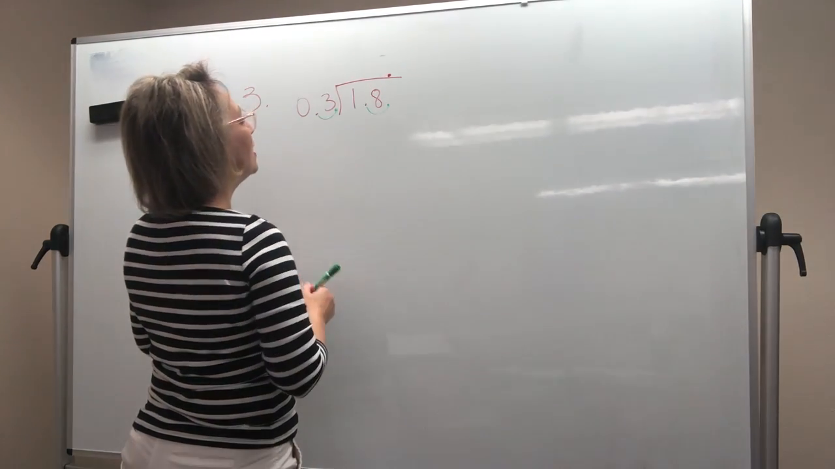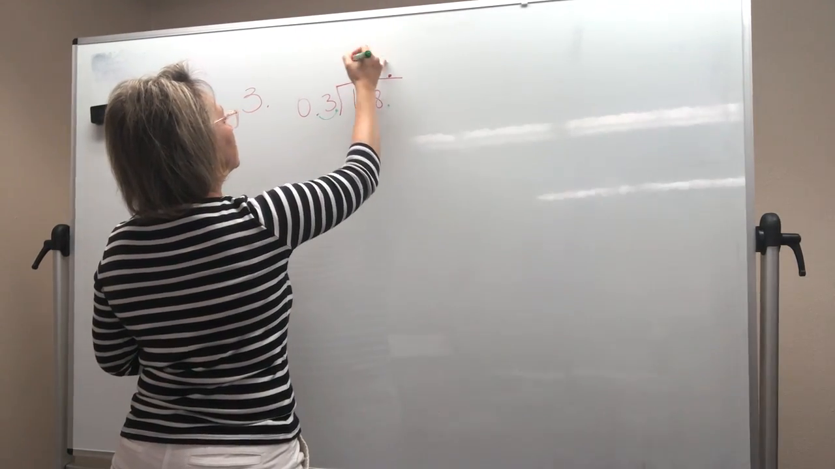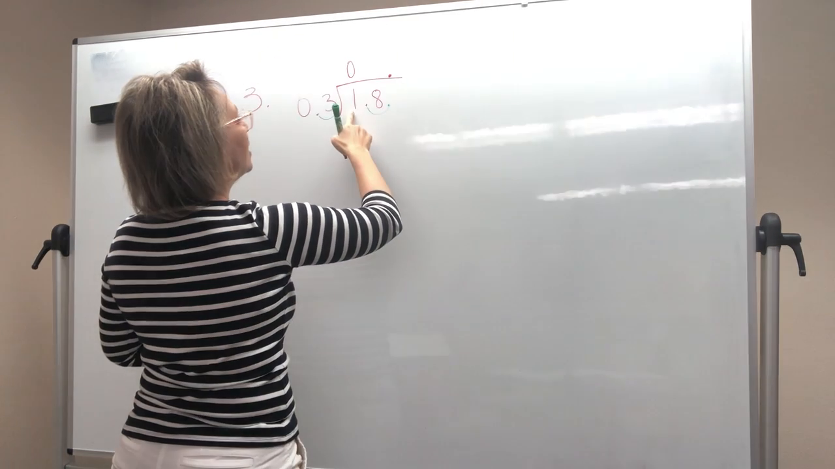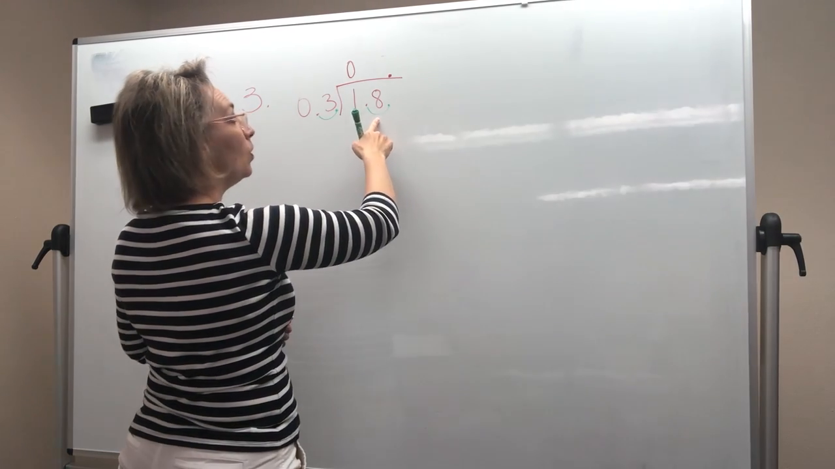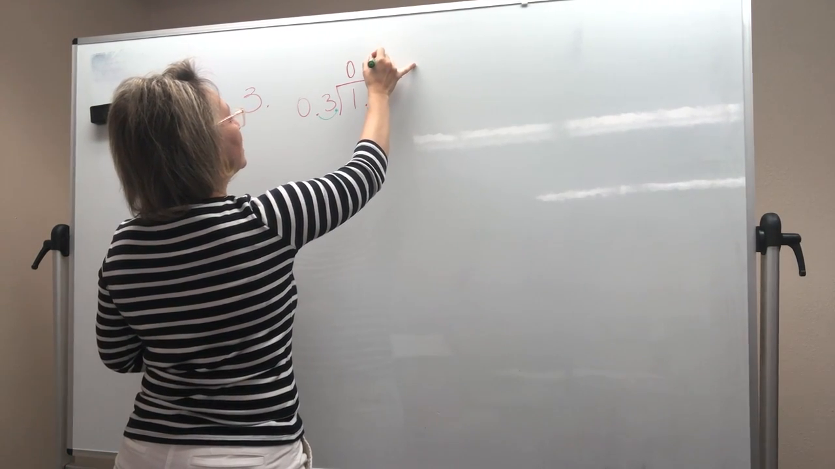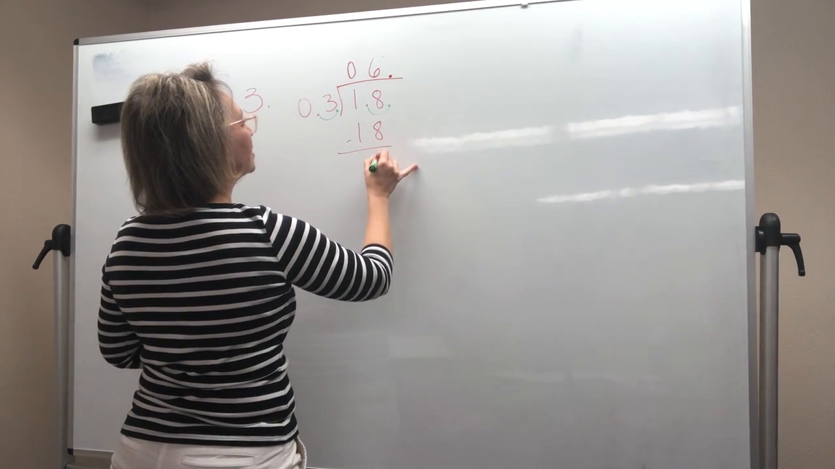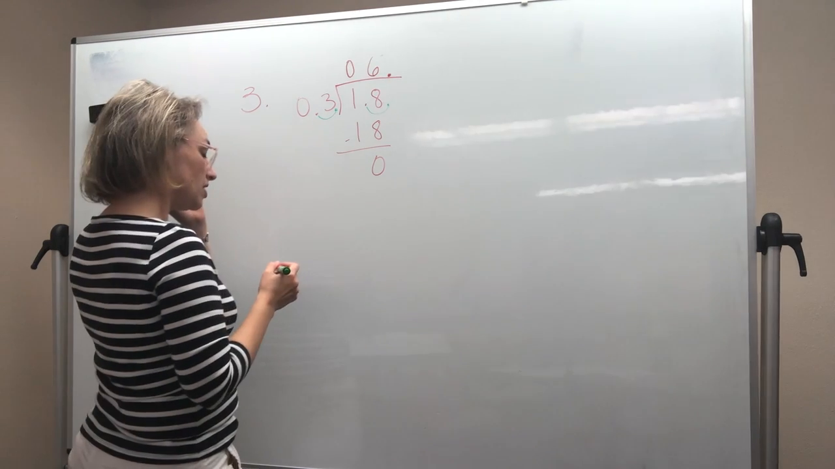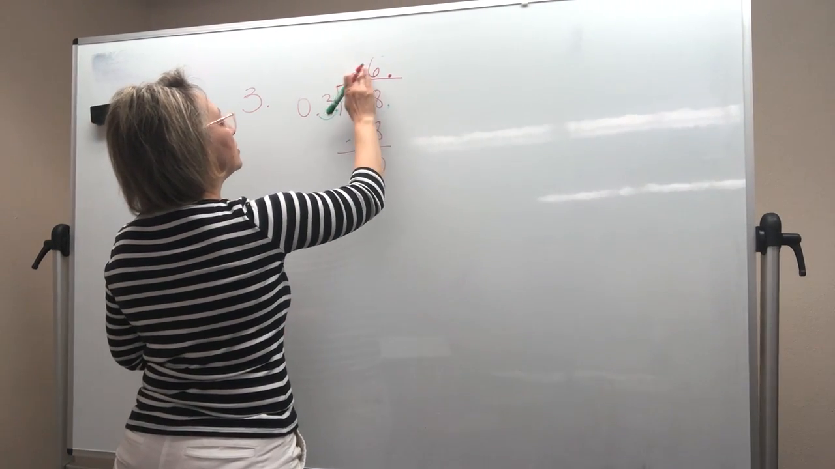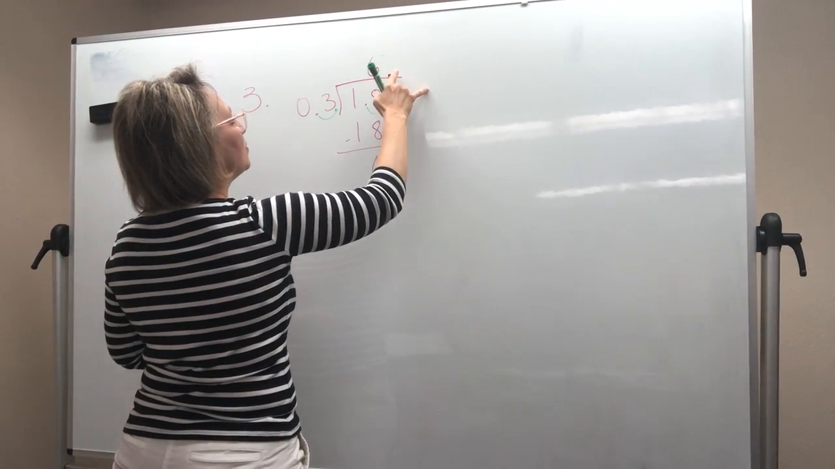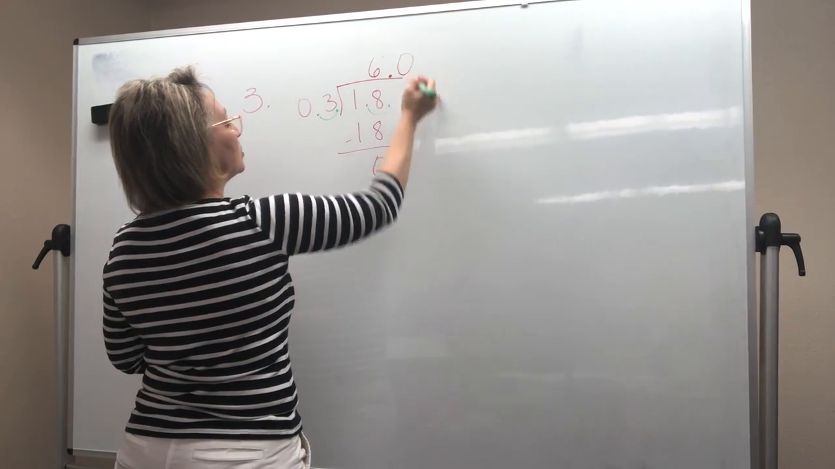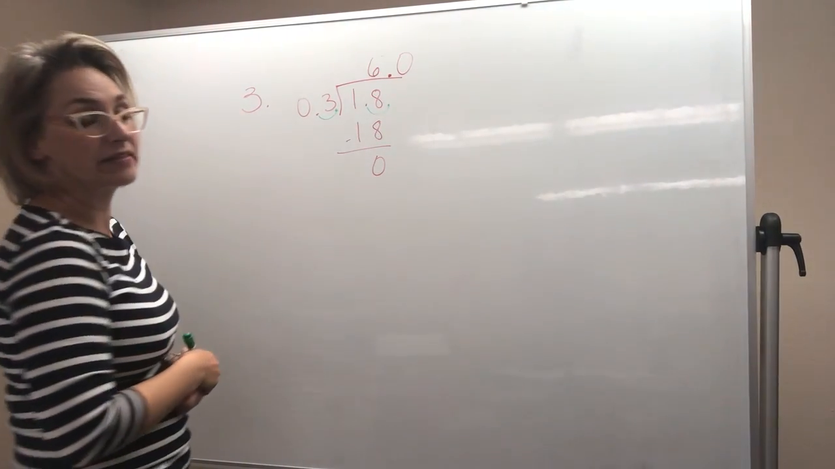Will 3 go into 1? No, it will not. Will 3 go into 18? Ooh, it will. 3 will go into 18 6 times. 6 times 3 is 18. I subtract and I have nothing left. So this one is similar to that first one. I don't need that 0 there. The answer is 6. I can put a 0 at 6.0, but the answer is 6.